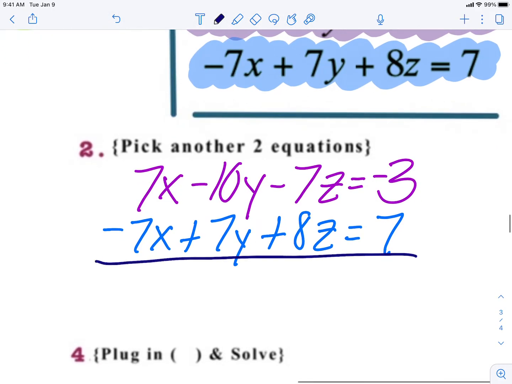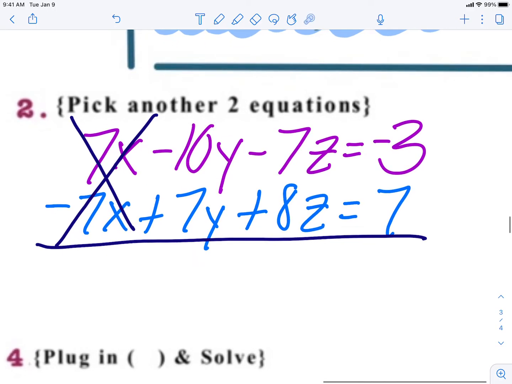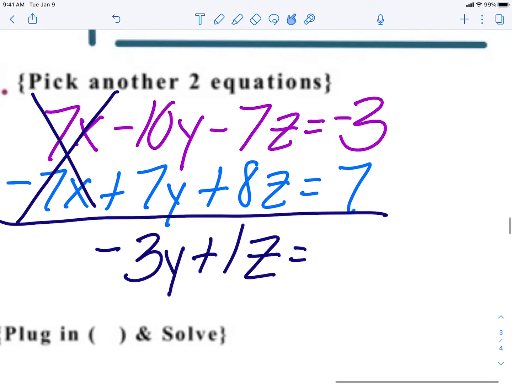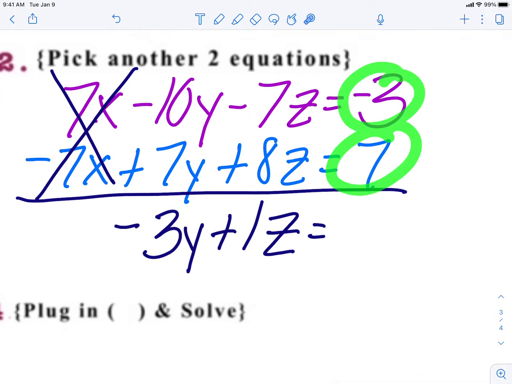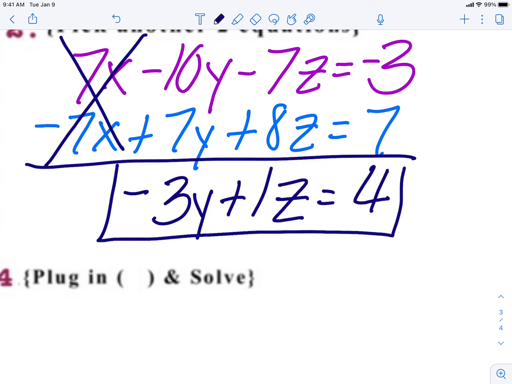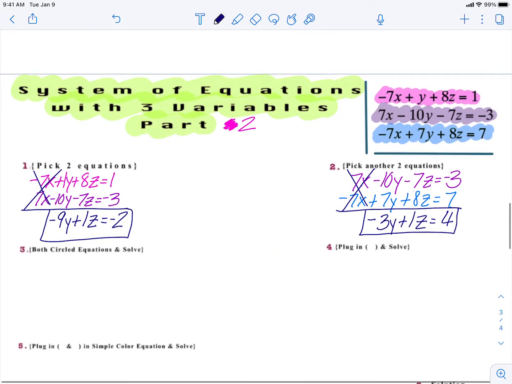So I draw my line, and I get exactly what I wanted. I cancel those out. Okay? Negative 10 and a positive 7, different signs. I subtract, 10 minus 7 is 3, negative 3y, right, because 10 is bigger. 8 and negative 7, I subtract. 8 minus 7 is 1, positive 1z because 8 is bigger. Equals negative 3 and positive 7, different signs. I subtract, 7 minus 3 is 4, positive 4 because 7 is bigger. And there I have my second equation. Look at that.